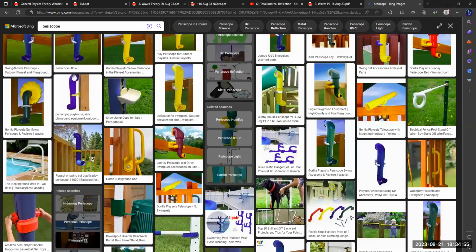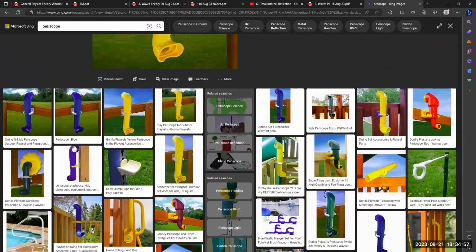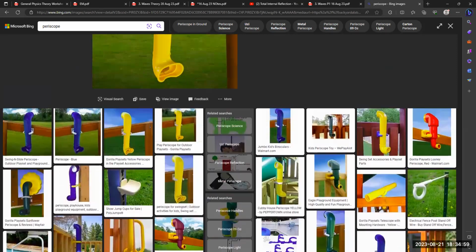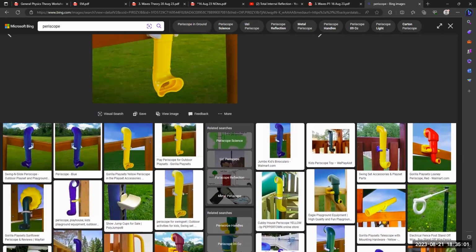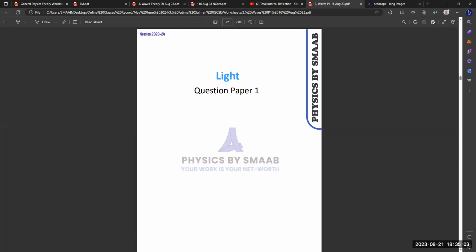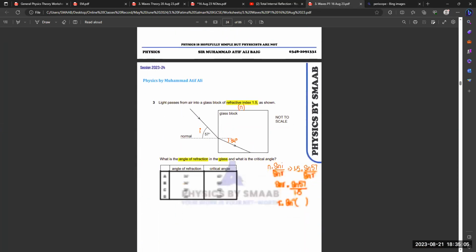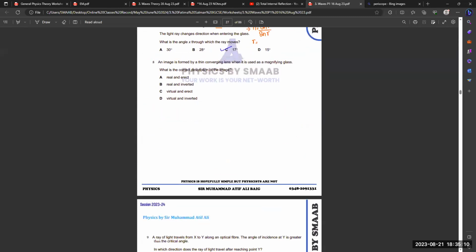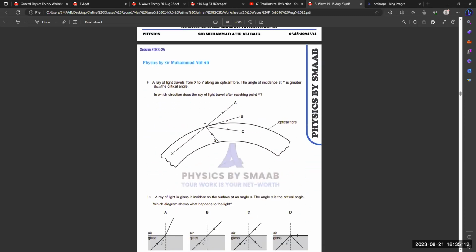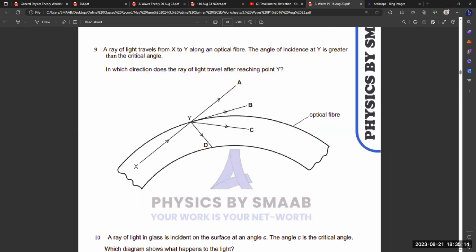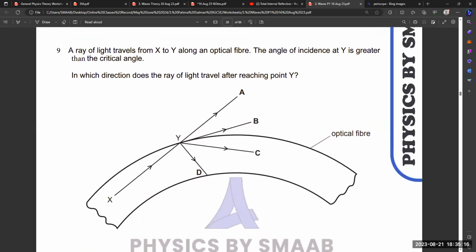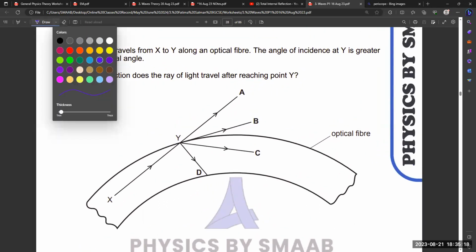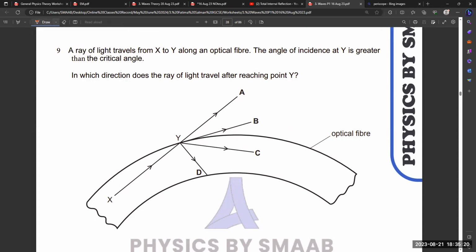So this is the concept of periscope and endoscope. Clear? Yeah. Okay, if we talk about some questions, like question number 9, that is related to total internal reflection.